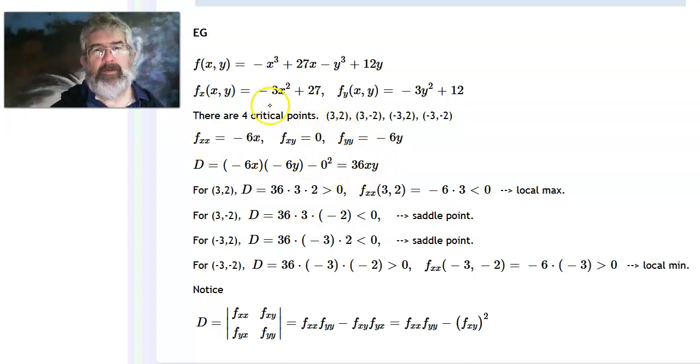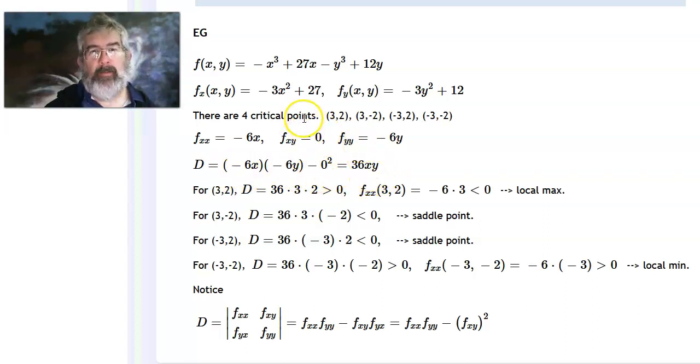So f_xx here, take the partial of this with respect to x, you get -6x. The f_xy, take the derivative of this with respect to y, well, of course that's 0. Likewise, f_yx would also be 0. And f_yy is the derivative of this with respect to y, and that would be -6y. So D is the product of f_xx and f_yy, minus this one squared. So that is 36xy. So this D is going to be different for different places, different x, y you plug in.